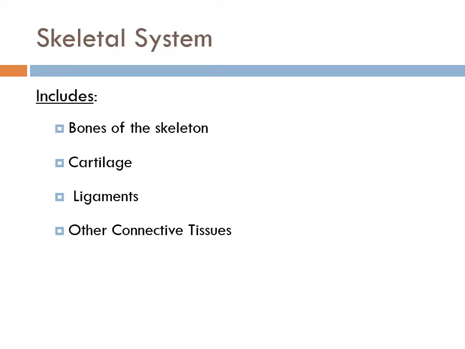So our skeletal system includes our bones. That's what most people think of when you think of the skeleton, but it also includes all of our cartilage, our ligaments, which connect bones together, and then many other connective tissues.